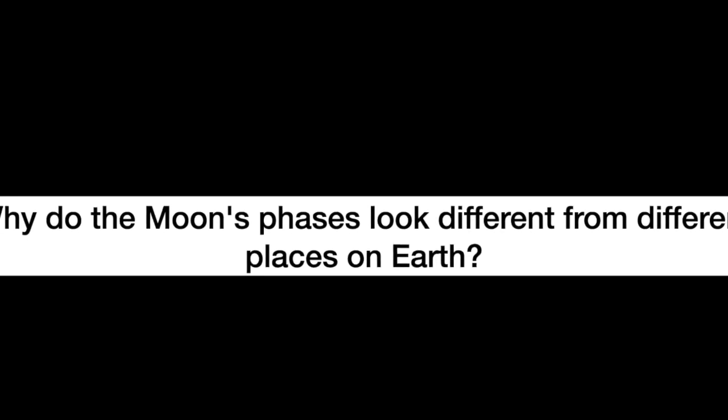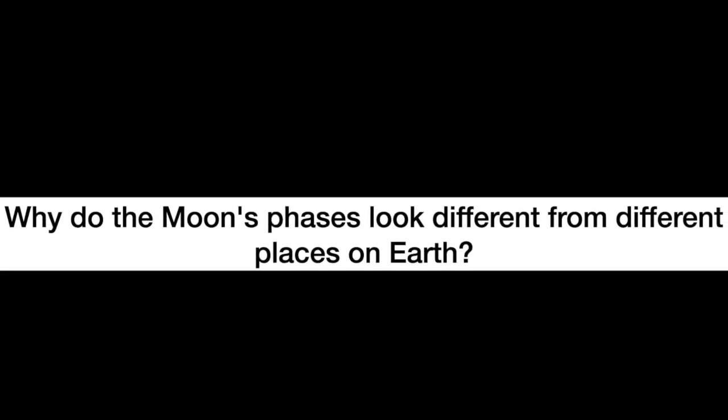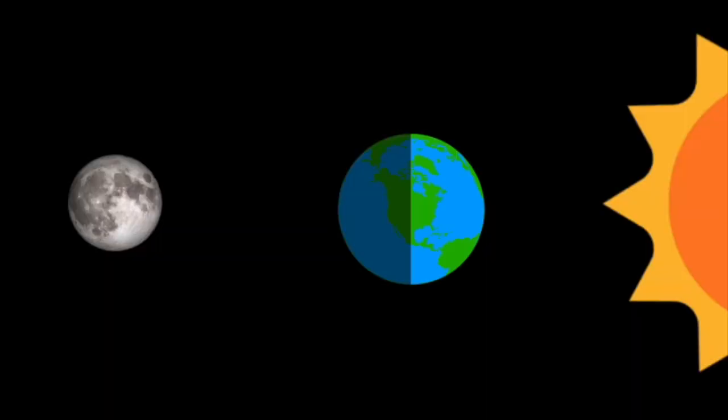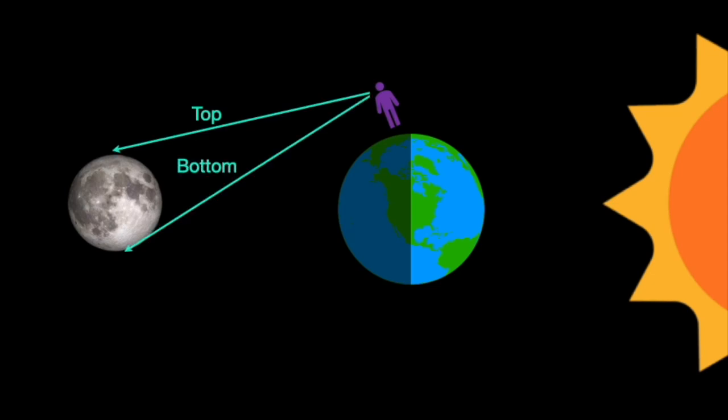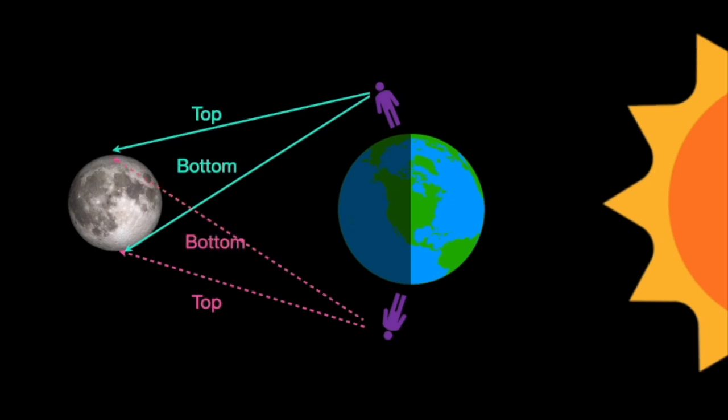Why do moon phases look different from different places on Earth? If you're standing at the North Pole, the moon appears one way. But if you're at the South Pole, the moon is flipped upside down. That's because your top and bottom are different depending on where you are on Earth. So, the moon's lit up side appears to change direction depending on your location.